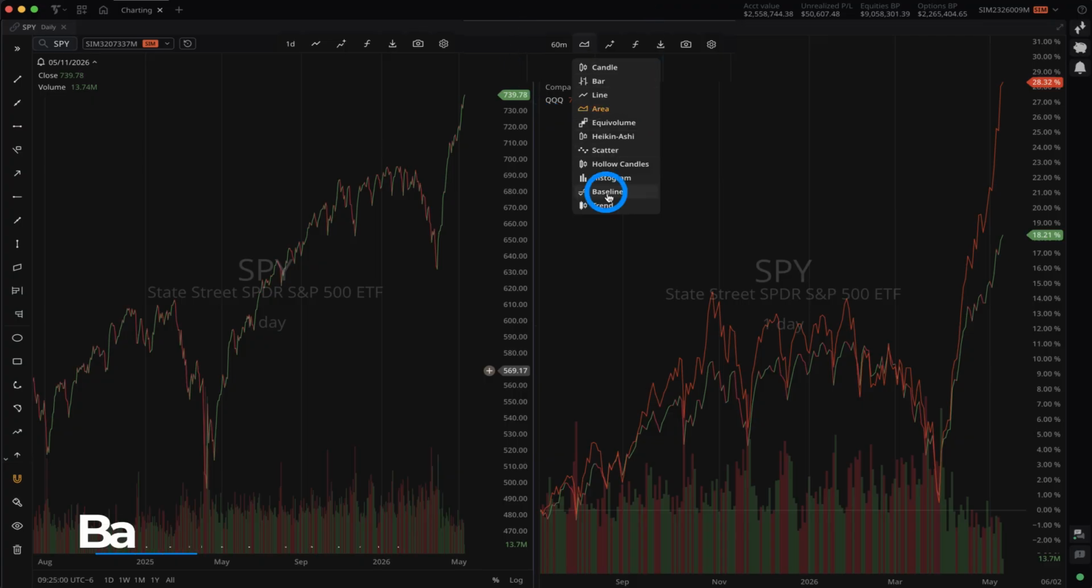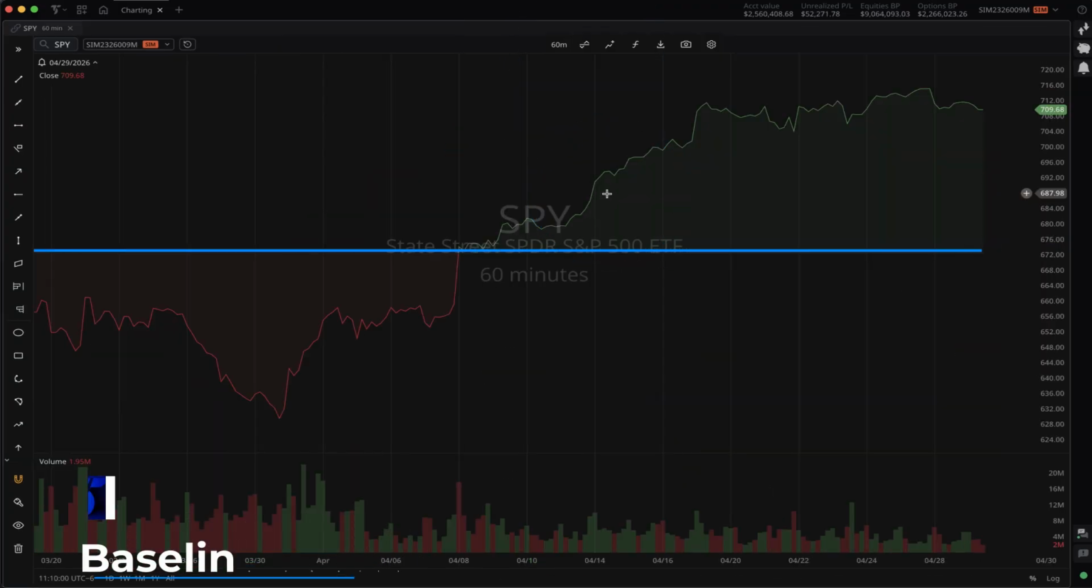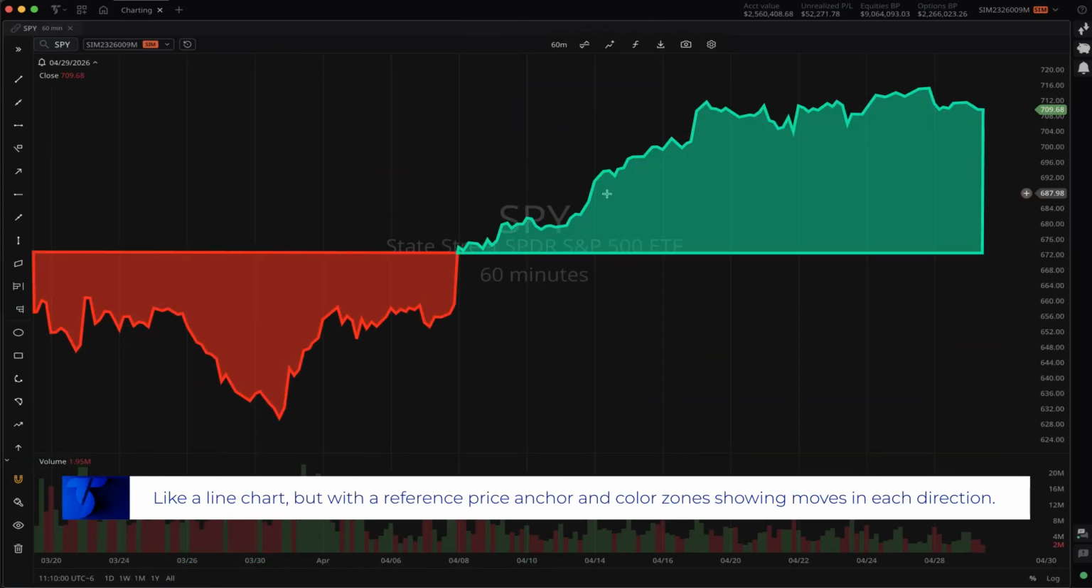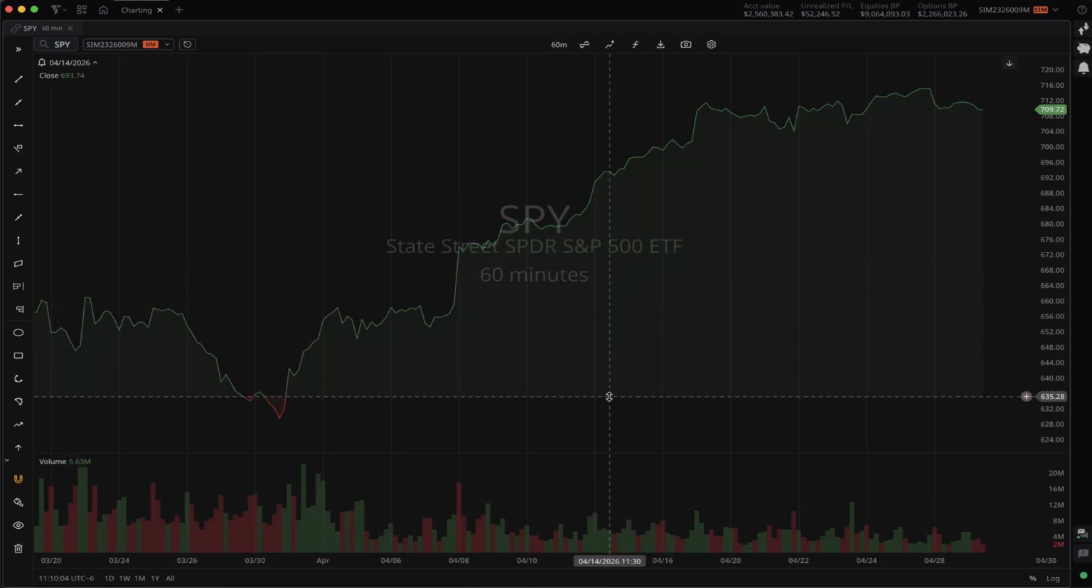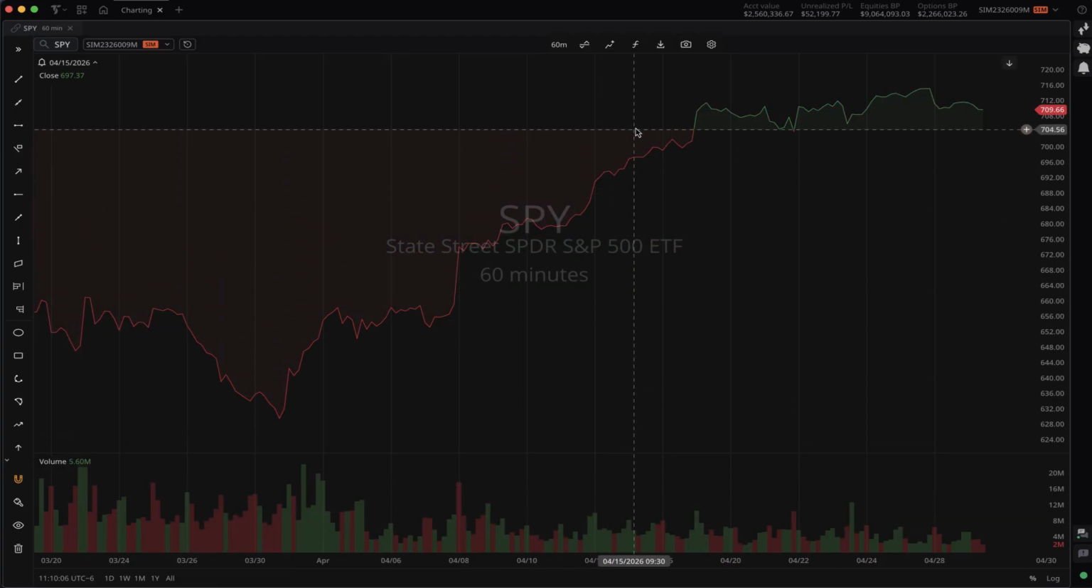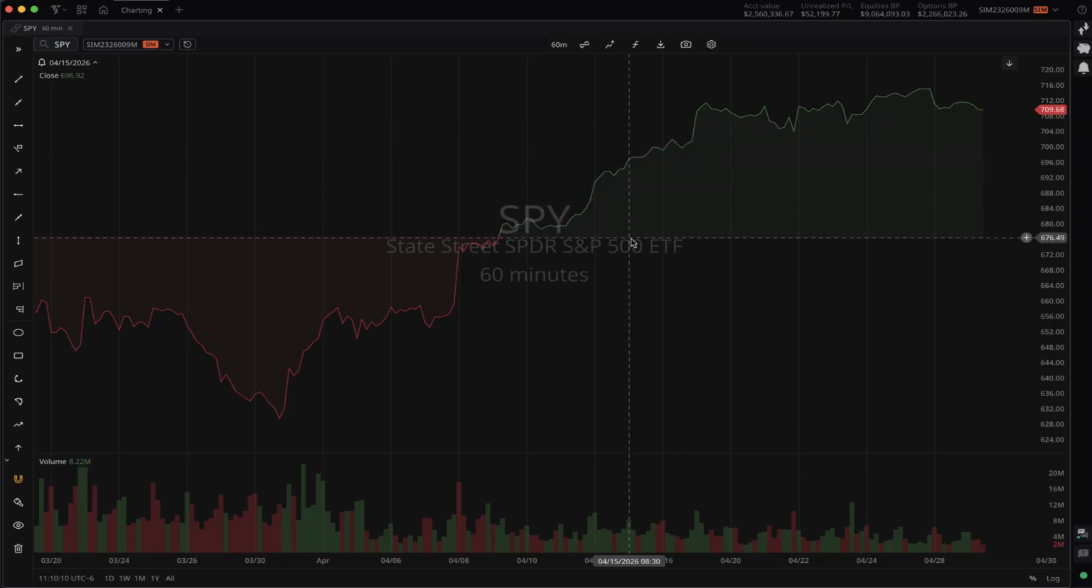Baseline takes the line chart one step further by anchoring it to a reference price and color-coding everything above and below it. You can click and drag the baseline to any price level you want, a prior high, a support zone, the session open, and the chart updates instantly. It's a fast visual for gauging whether price is net positive or negative relative to a specific level.